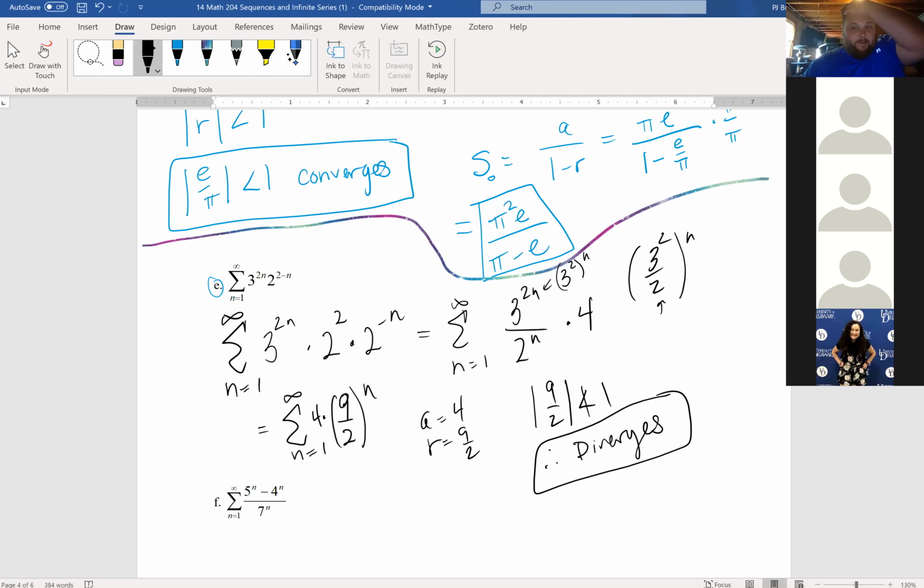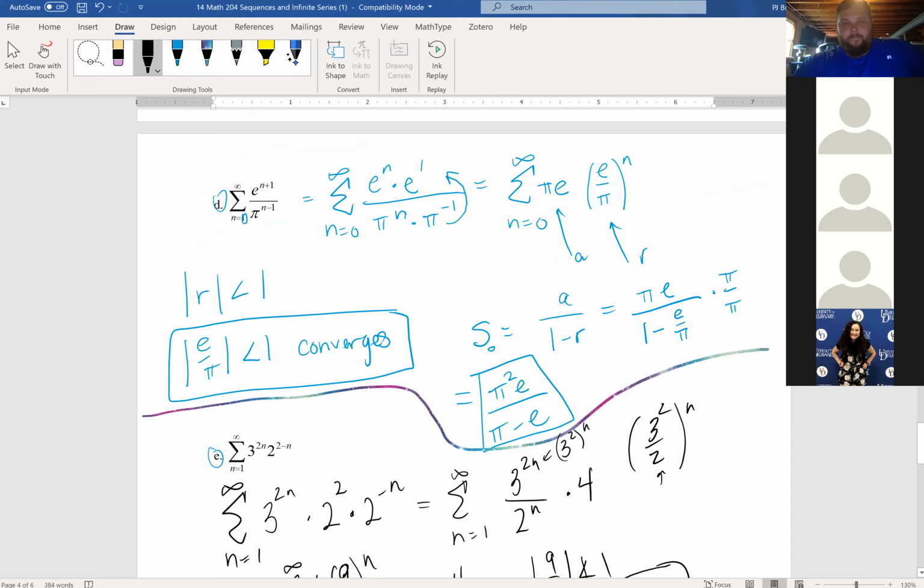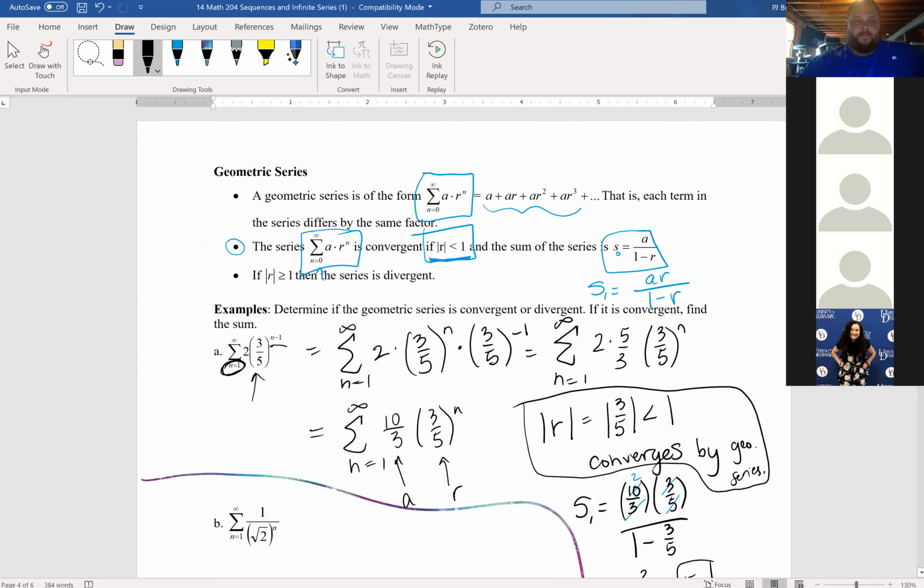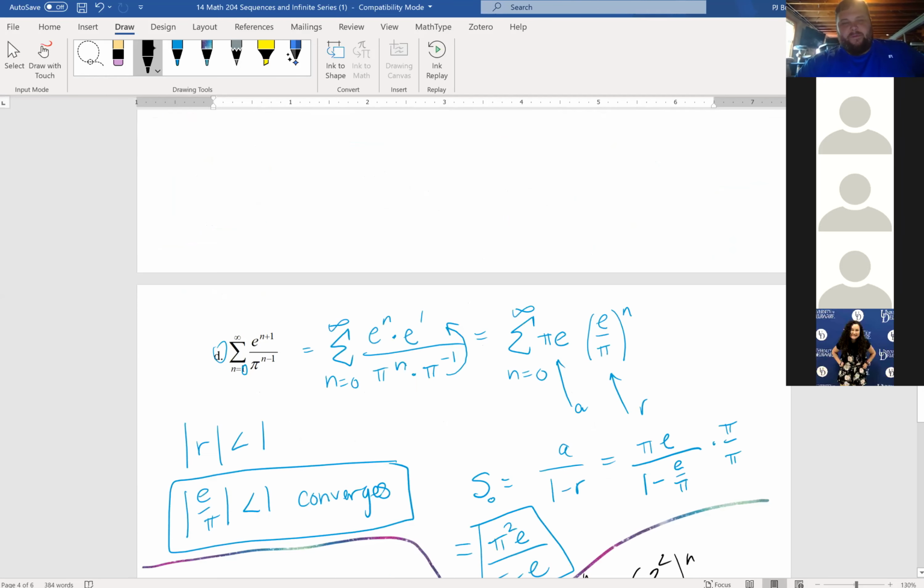Now, here's the biggest thing I always see people try to do: okay, let me find the sum. It says if it converges, then you can find the sum. If it diverges, that means the numbers aren't getting closer and closer together. They're spreading apart, and therefore you could add them all day long and never get to a value. So there's no point in trying to find the sum if it diverges.